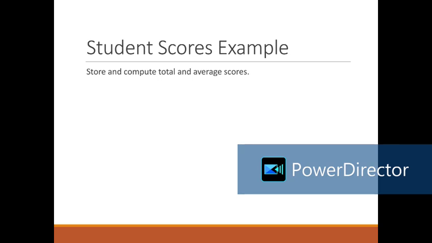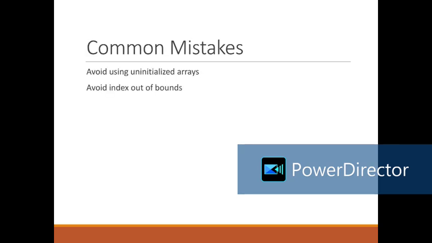However, as powerful as arrays are, there are some common mistakes to watch out for. First, always avoid using uninitialized arrays. If you declare an array but don't assign initial values, its elements will contain garbage values, leading to unpredictable program behavior. Second, critically important, avoid index out of bound errors. This happens when you try to access an element using an index that is outside the valid range 0 to size-1. This is a frequent source of bugs and crashes.